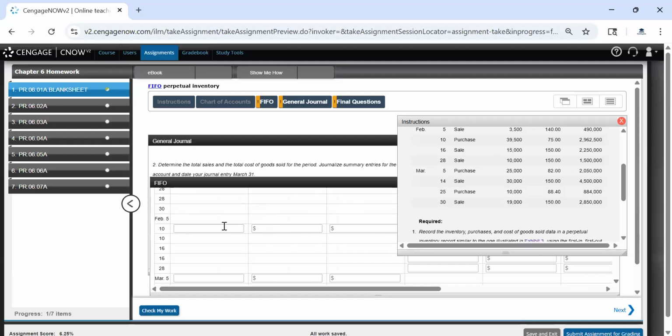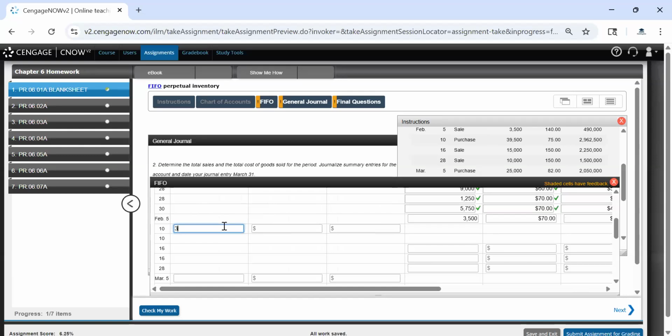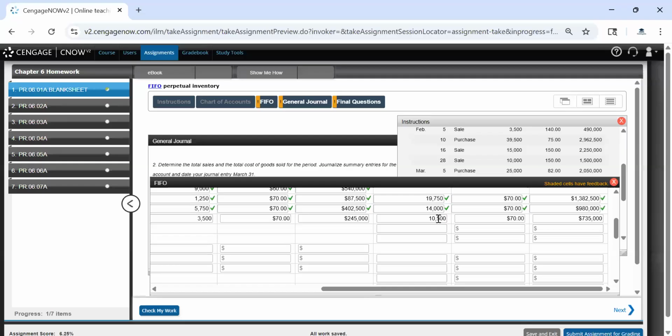Now on the 10th, we have a purchase of an additional 39,500 units at a cost of $75 for 2,962,500. And our inventory balance is going to be, we're going to add that layer of inventory to our inventory listing here.